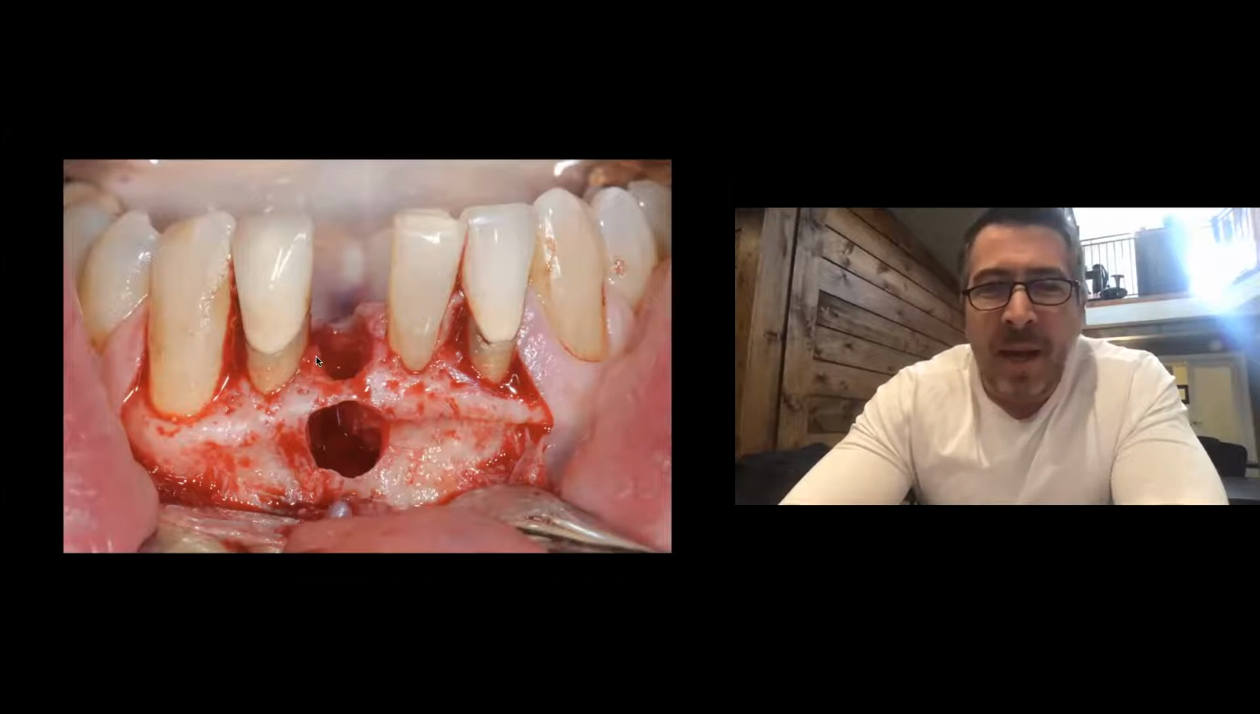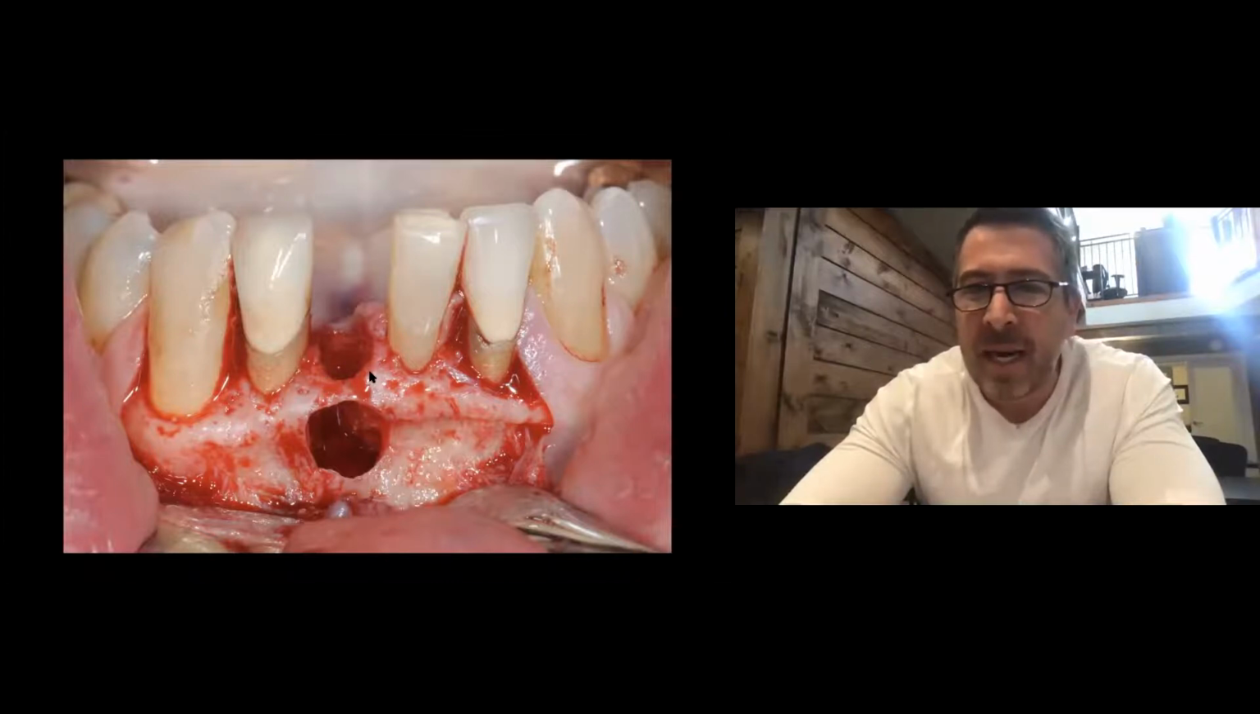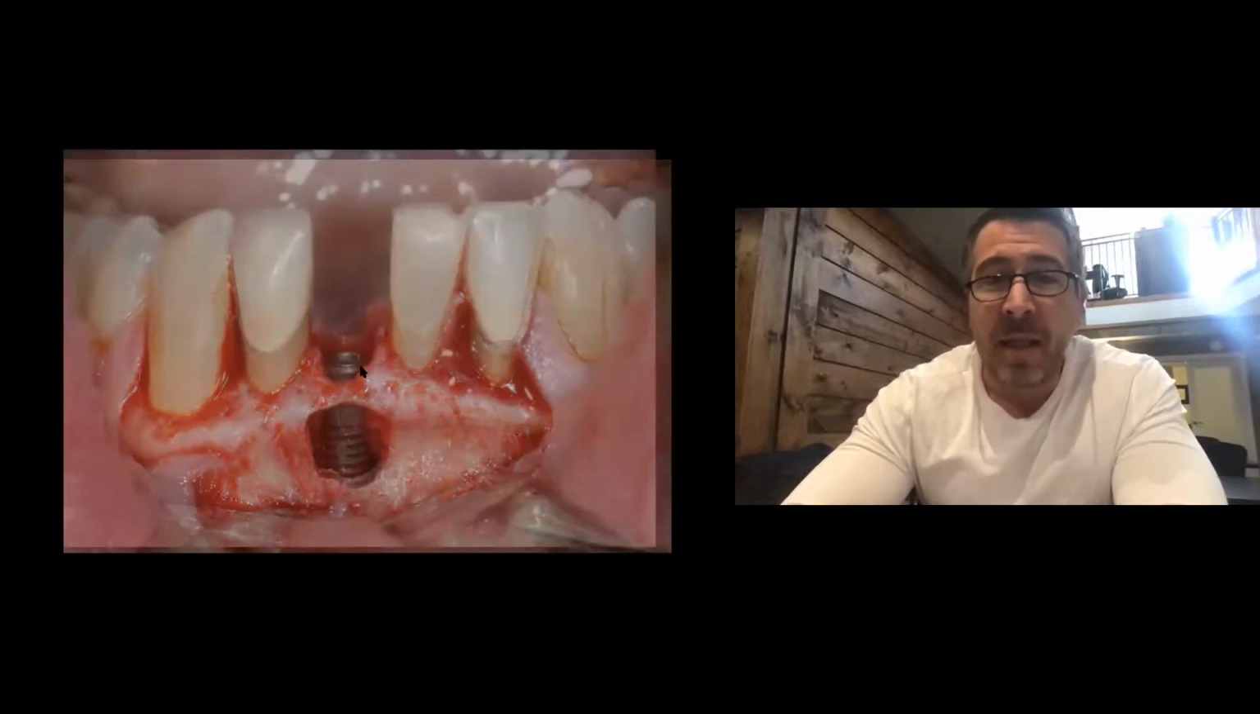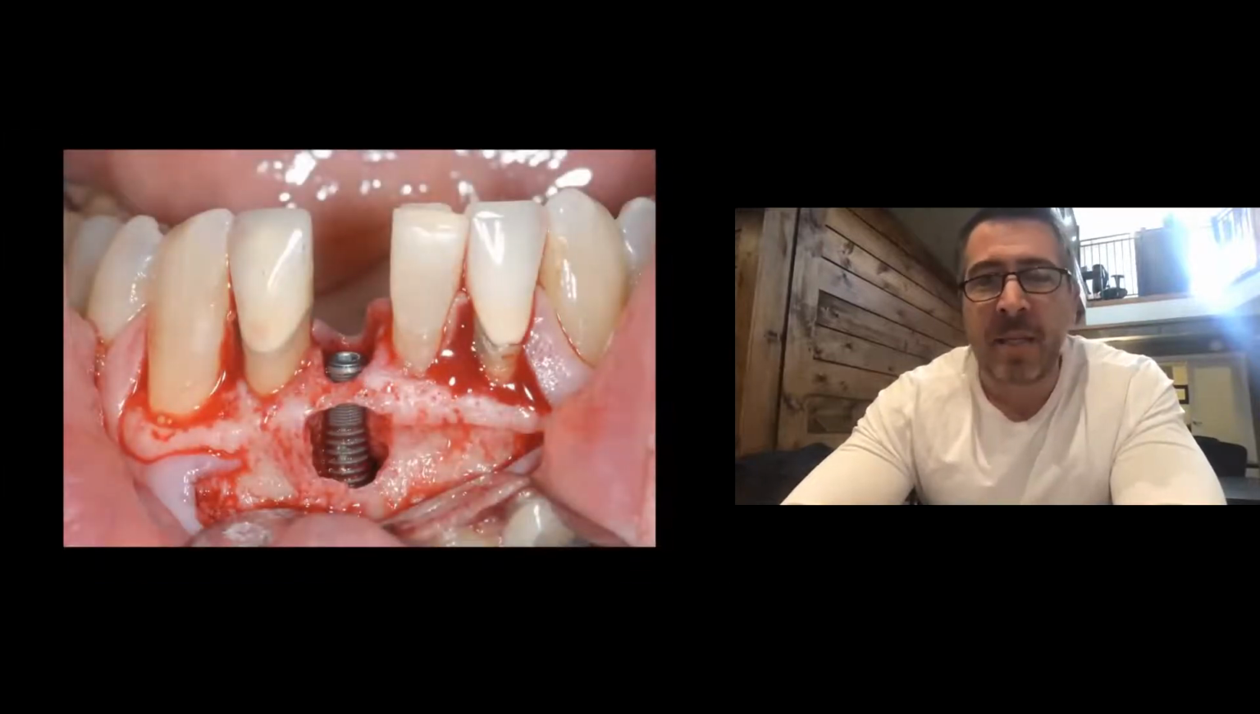And so what am I looking at? I'm looking at my interdental height of bone, which is going to determine my papillas. And I'm looking at my crestal bone height for my zenith. Is that going to give me a nice result? I look at that bone and I say yes. So this case, I'm happy to go ahead.